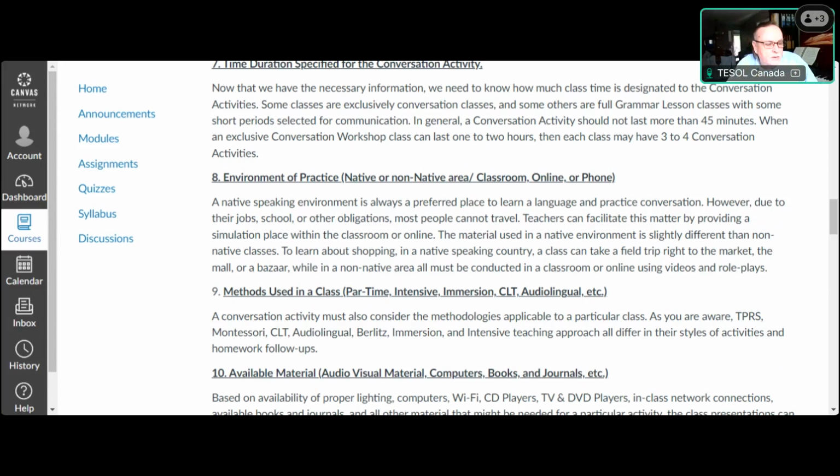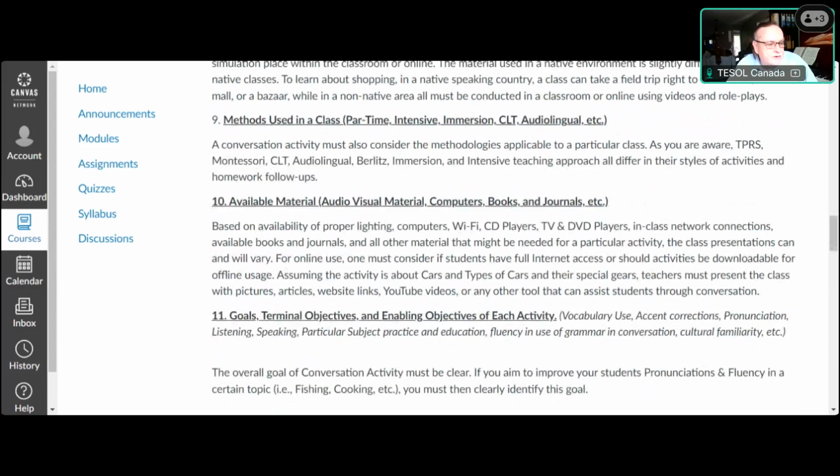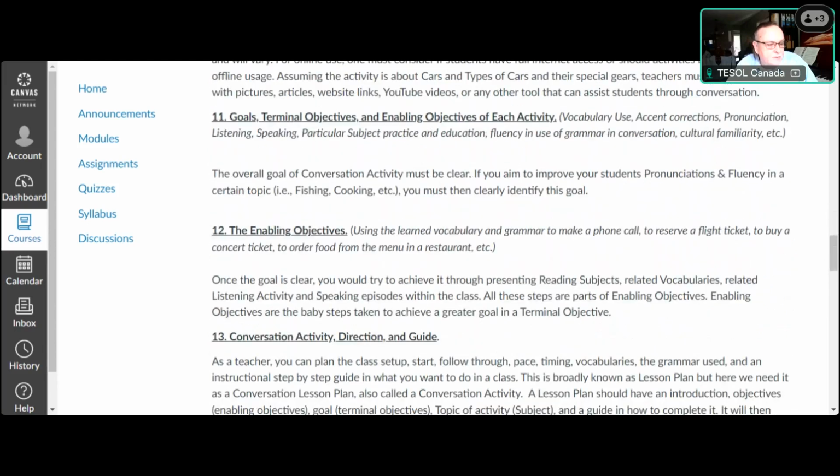Now, there are many more categories that are listed here, but what I did was I took all of these items and I put them onto this PDF document, Conversation Activity Assessment Form, which I use when I mark the conversation activity assignments that are submitted by you students. Are you able to see this assessment form, this PDF?